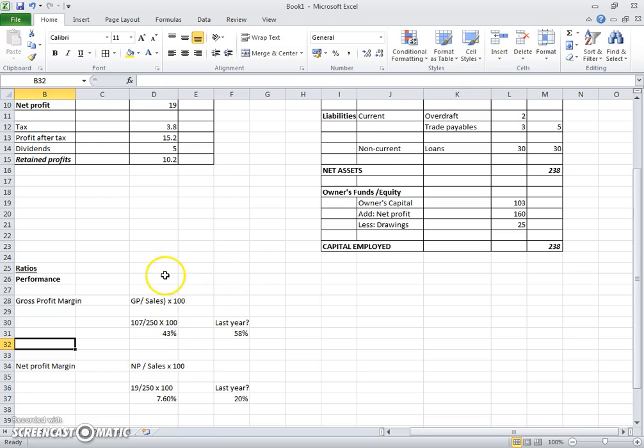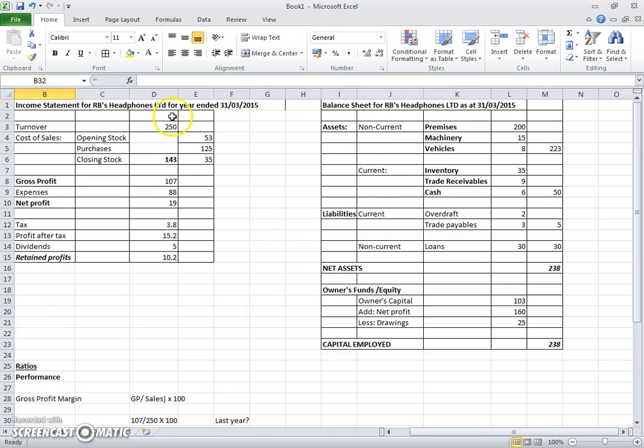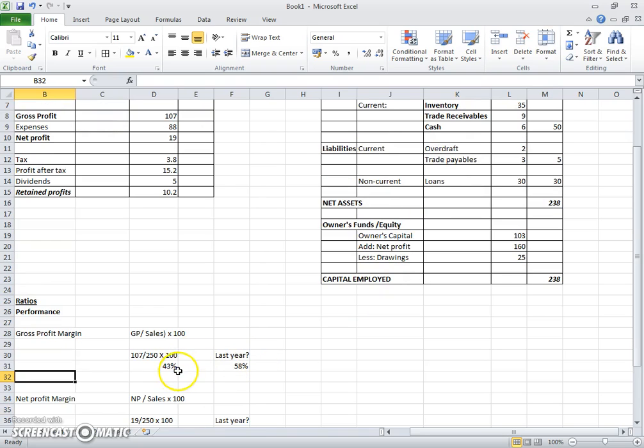Okay? So what is gross profit margin? Well, it just means gross profit over sales times 100, or gross profit, I should say, over turnover specifically. But anyway, in this case that would be £107,000 over £250,000. And then whatever that is times 100. In this case, that works out as 43%, which seems reasonably healthy. We'd prefer it to be 50, but hey, I'll go with it.